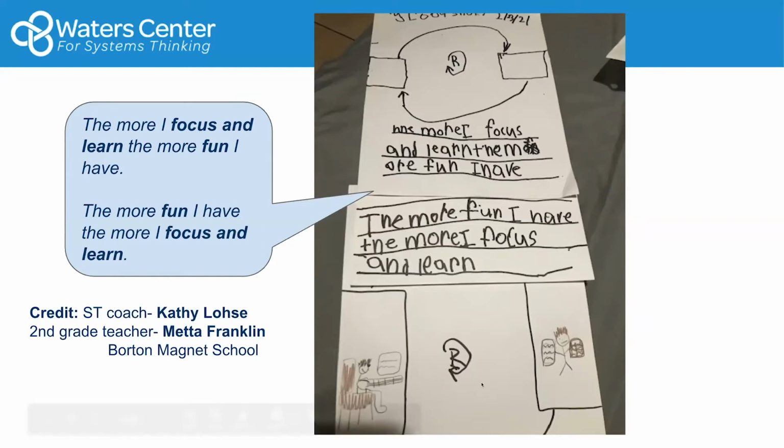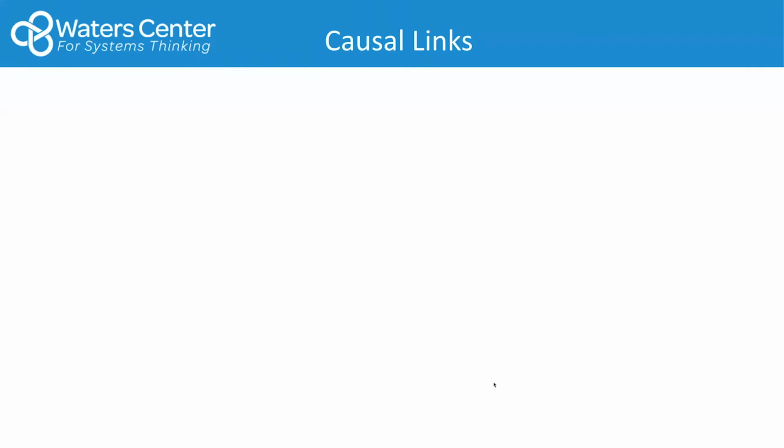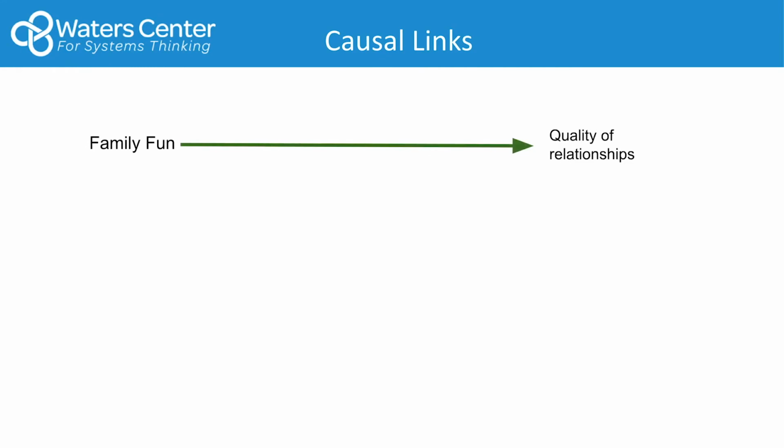So before I turn it over to Jeff, I want to just, especially for people that are new, to understand that in a causal loop diagram, there are 2 different types of arrows. And so we're going to do a little practice. So here we have family fun as something that can change over time, in addition to quality of relationships, which can change over time. And in this case, there's a green arrow, which means they move in the same direction.